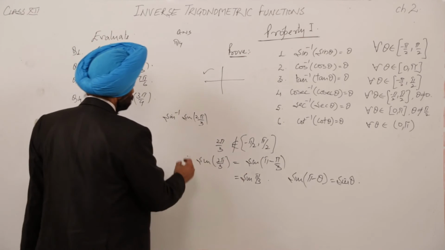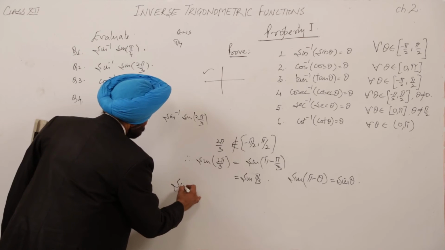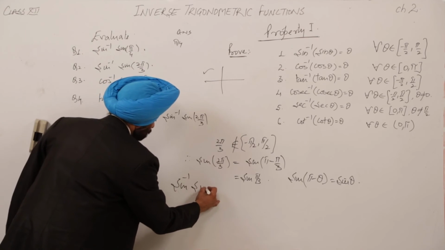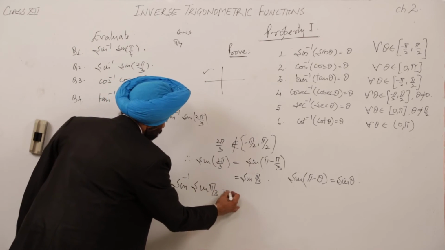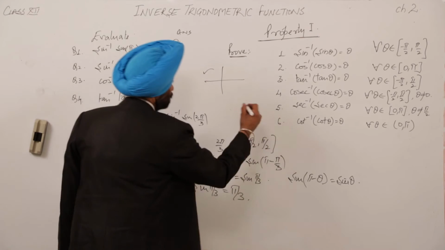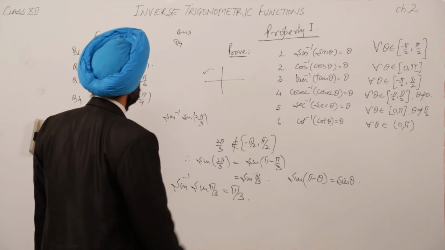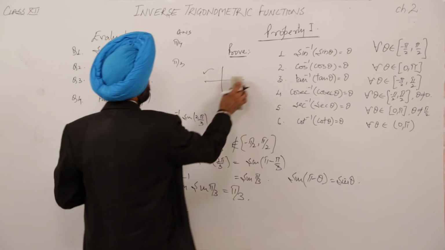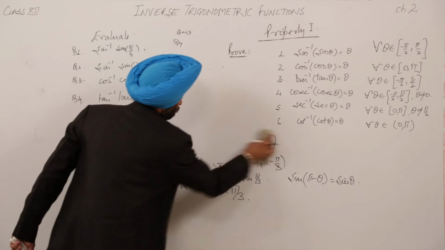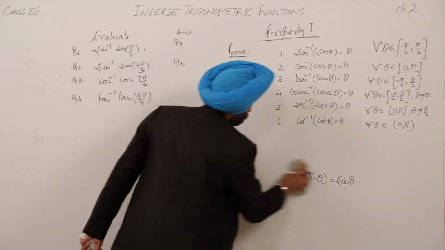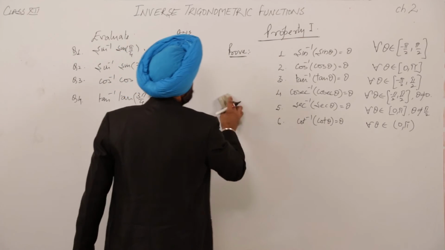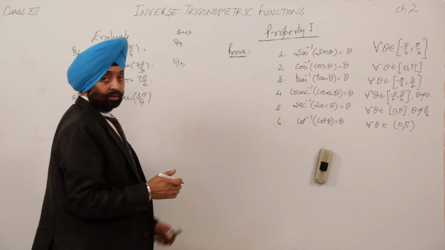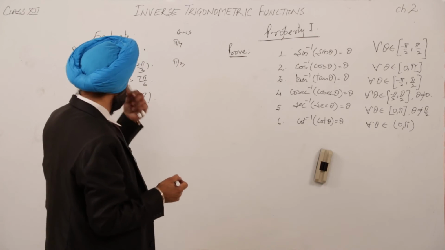So now what does the result become? Sine inverse of sine pi by 3 is equal to pi by 3. So our answer is pi by 3. For the second part we have pi by 3. Similarly for the third one now. The best thing is to learn it and then check where our value falls.